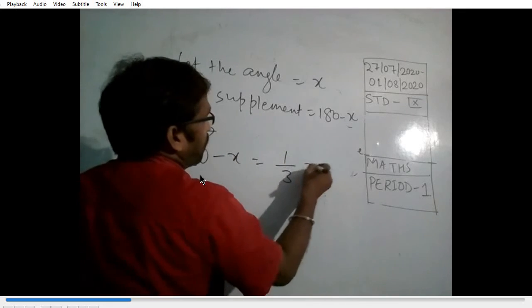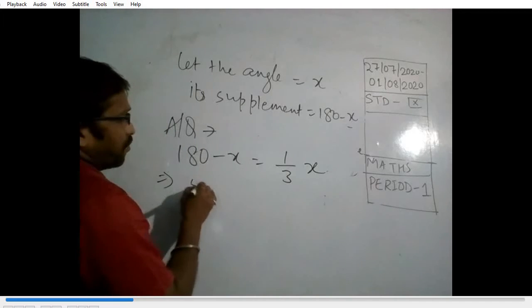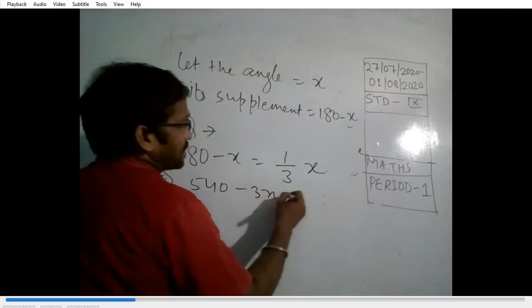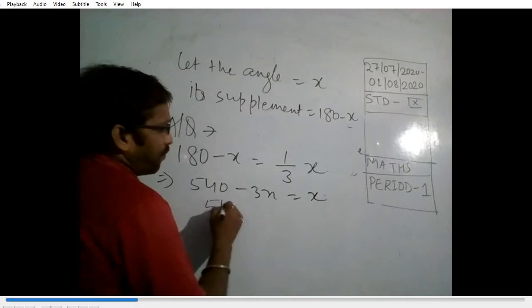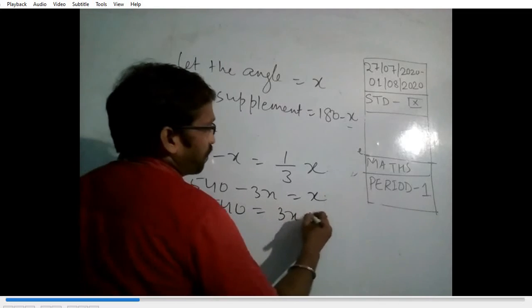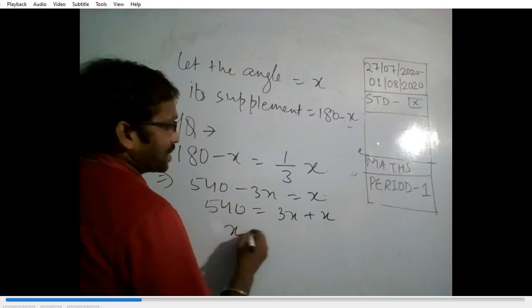the question is saying that the supplement is 1/3 of the given angle. The supplement is 1/3 of the given angle. So that means 180 minus X, the supplement, is 1/3 of X, that is here. After that, I am just doing the calculation.